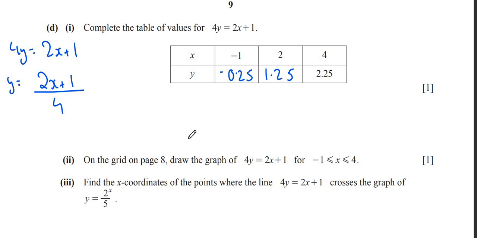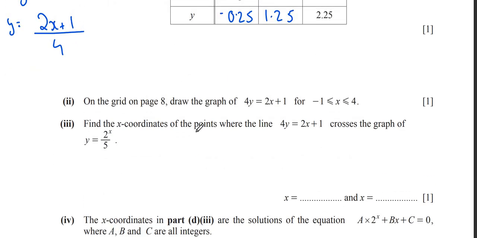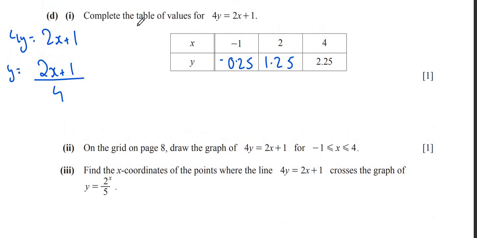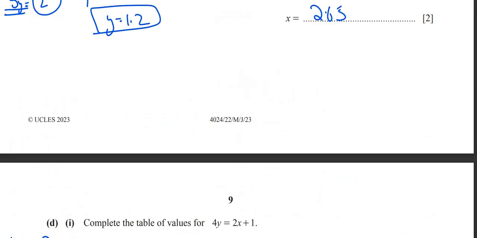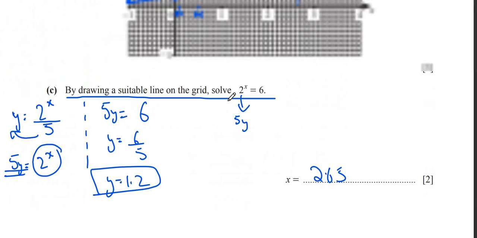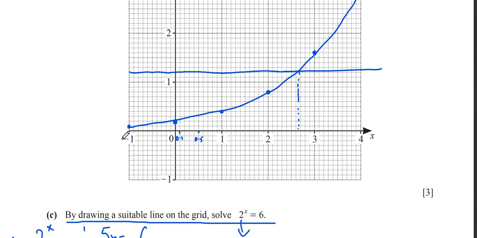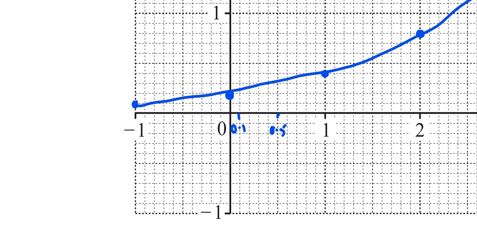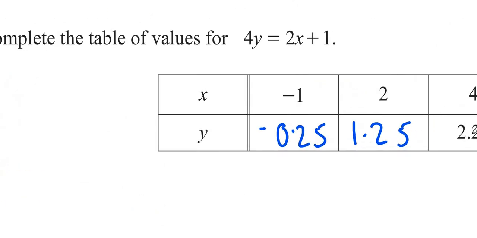Now it says on the grid on page 8. Where's page 8? Draw the graph 4y is equal to 2x plus 1 from minus 1 to 4. So guys, I will go up there and this time I'll use the color red to make the graph. So negative 1 and negative 0.25 is basically this point, over here. Okay. Then we have 2 and 1.25.